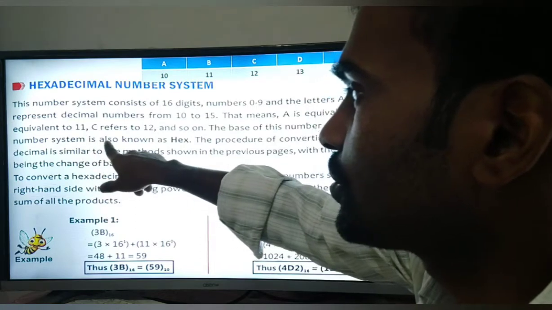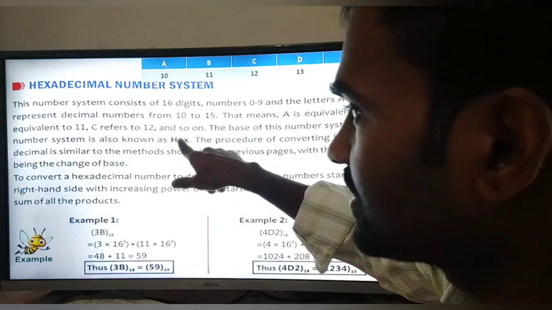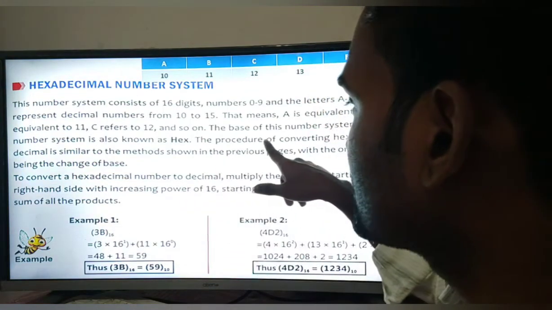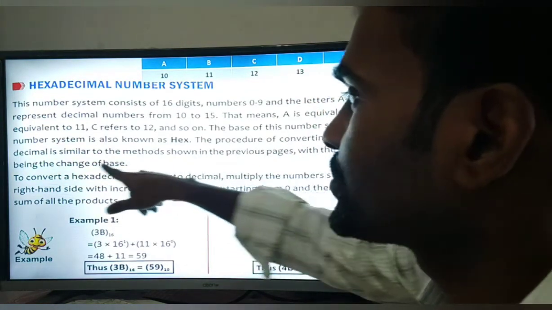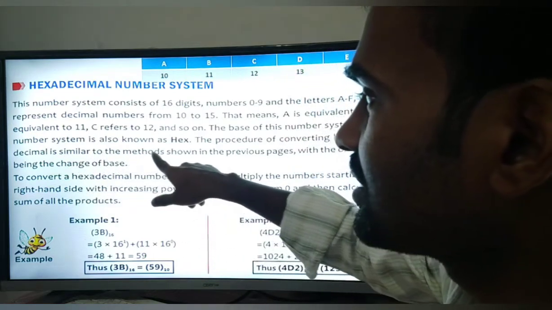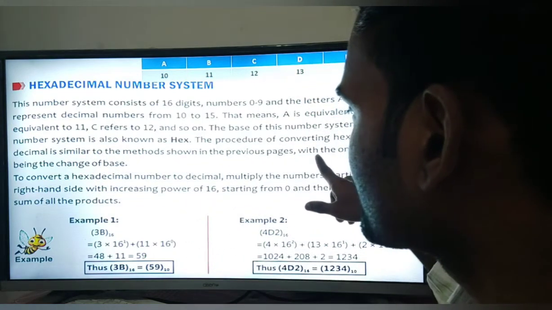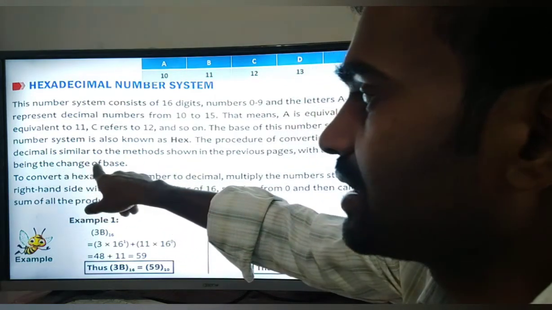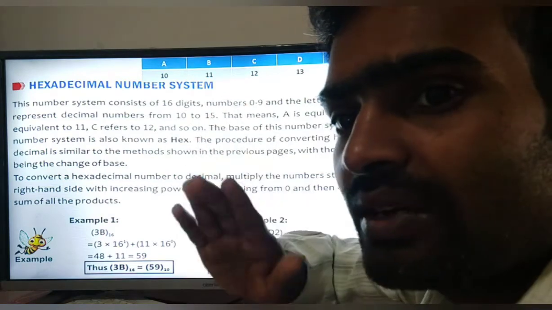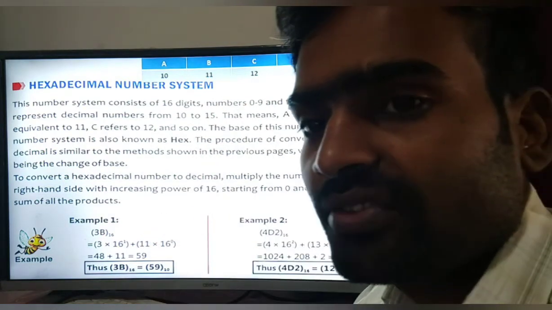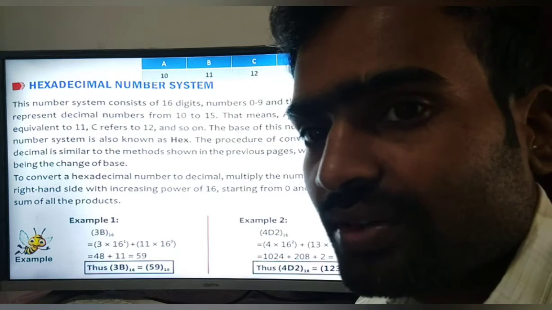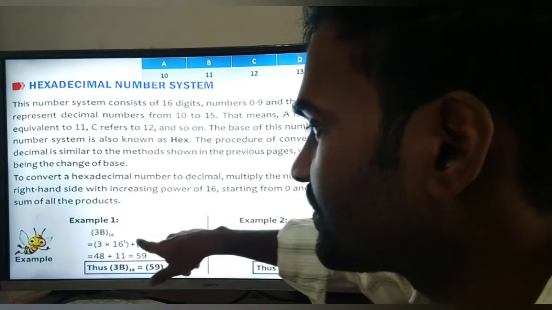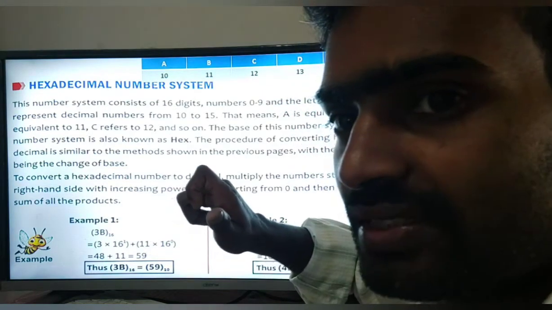This number system is also known as hex. We say hex. The procedure of converting hexadecimal to decimal is similar to the methods shown in the previous pages. The only difference is the change of the base. So whatever we have learned before, the same method we will follow here, starting from right hand side to left hand side. Clear?